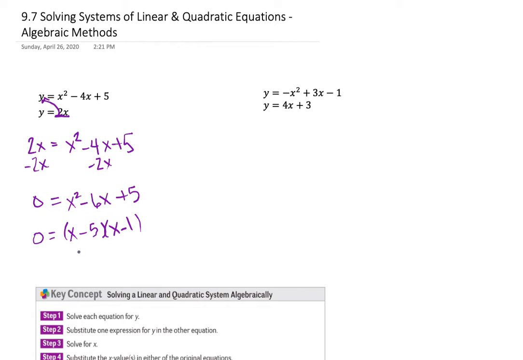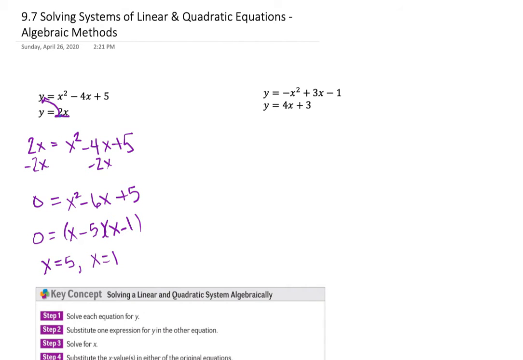And then I'll set each of these equal to 0. So I end up with x equals 5 and x equals 1. Of course, I'm not done. I just have my x's. I need to get my y's too, because these are points.